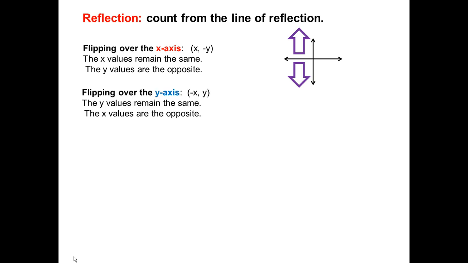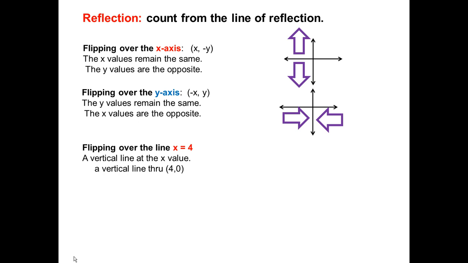Flipping over the y-axis, the y values remain the same and the x values are the opposite. So we write that as the ordered pair (-x, y). And what that looks like is we have the y-axis, and if we flip over the y-axis, then we're the equal distance from the y-axis on either side.